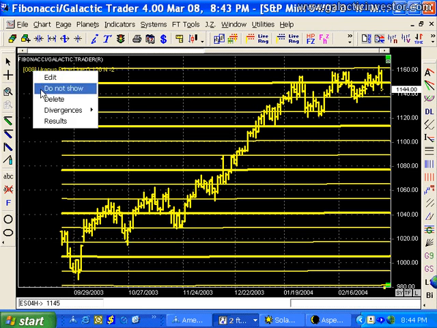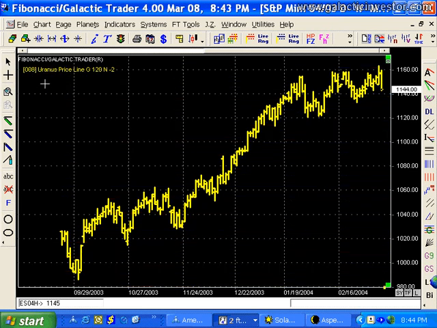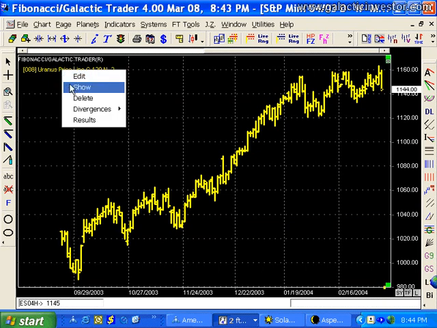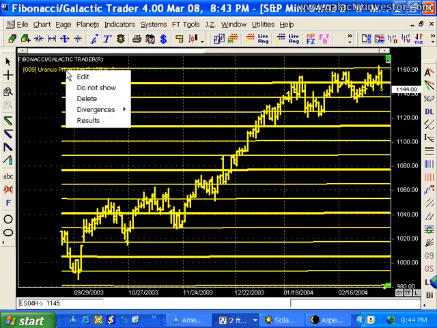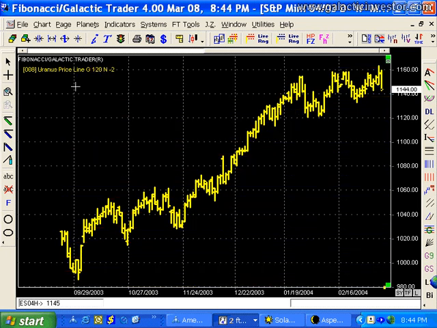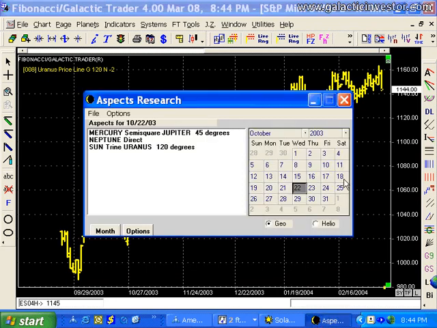It's not precise enough here. So at this point, we're going to just hide it. And by the way, once you add a line, if you don't want to remove it, you just want to hide it so you don't see it on the chart, you can simply right-click on the indicator and left-click Do Not Show, and it can disappear without having to remove it.